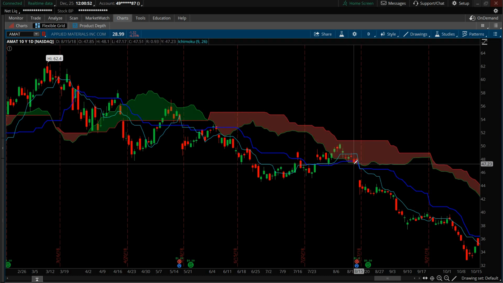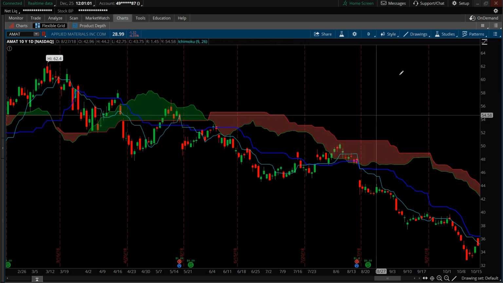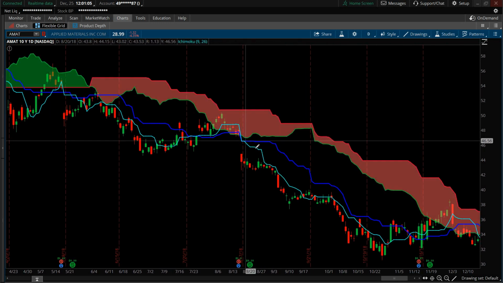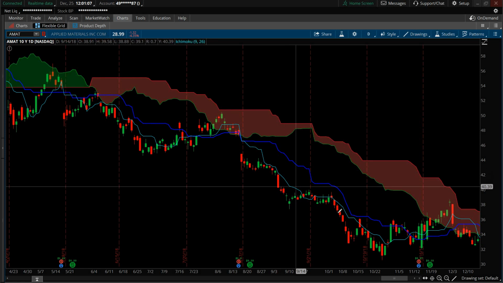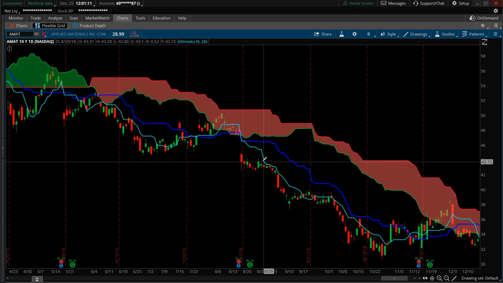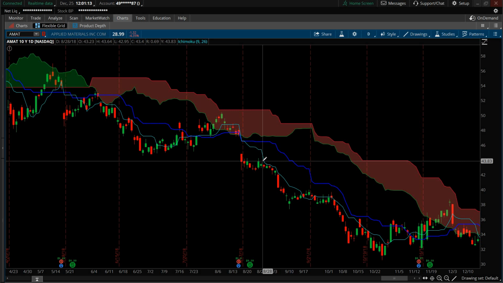So it's like the cloud letting you know where your support and resistance lines are and what the stock has to fight through to get through. But once it breaks through, it can run. Same thing to the downside. This is a TK cross to the downside. There's nothing there to stop it, so it just keeps running. So when you get these TK crosses, you have to figure out if it's below or above the cloud. That's where you get your best runs from them.